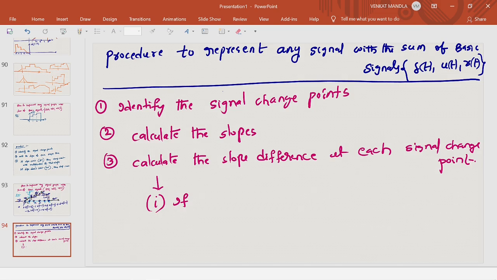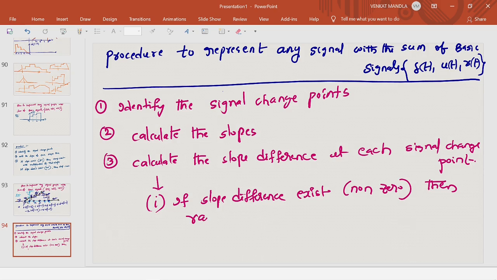So if slope difference exists, that is non-zero, then ramp exists at that signal change point.